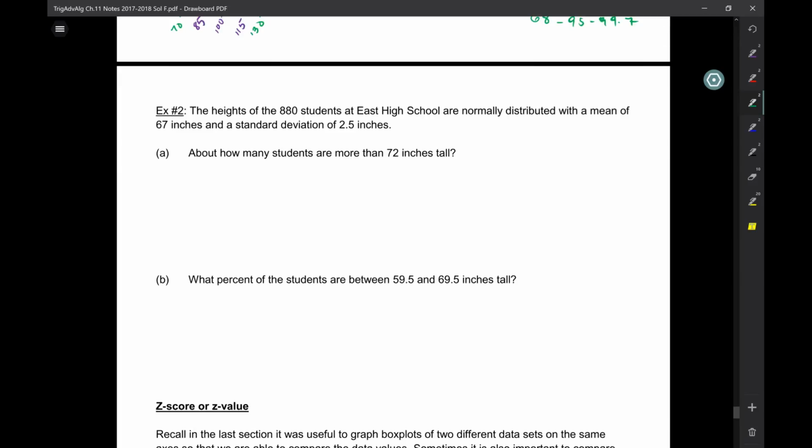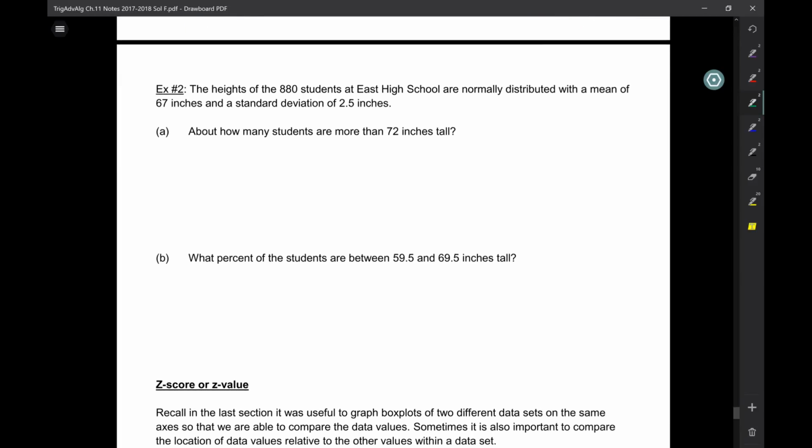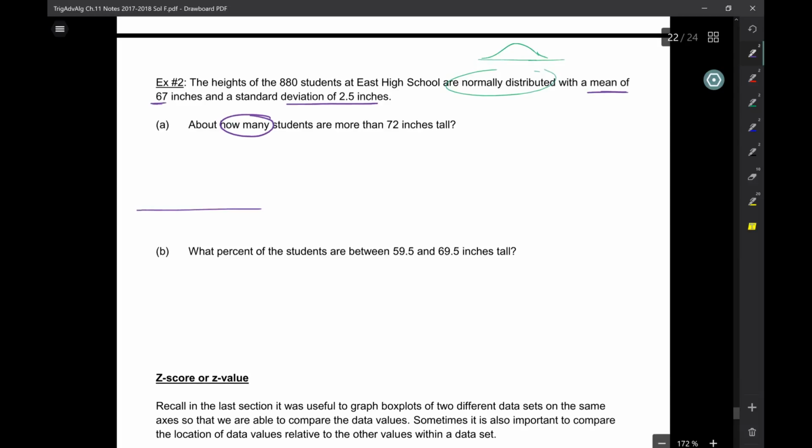Okay, the heights of 860 students at East High School are normally distributed. Normally distributed means they have that bell curve, right? With a mean of 67 inches and a standard deviation of 2.5. About how many, not what percentage, how many students are more than 72 inches tall? So this is a little bit more intricate. This is the mean, 67. The standard deviation is 2.5, right?